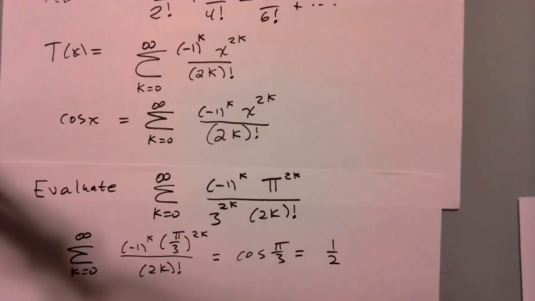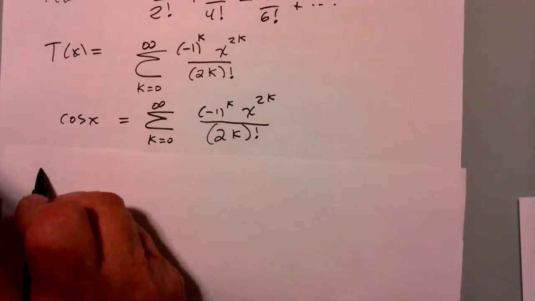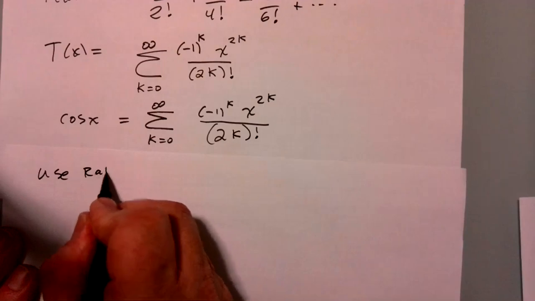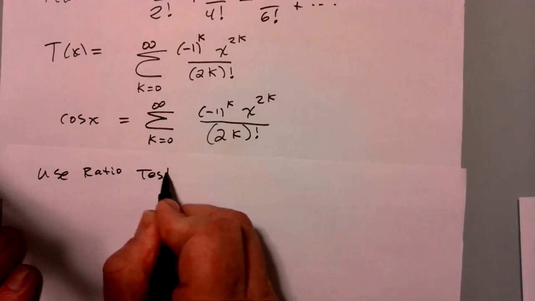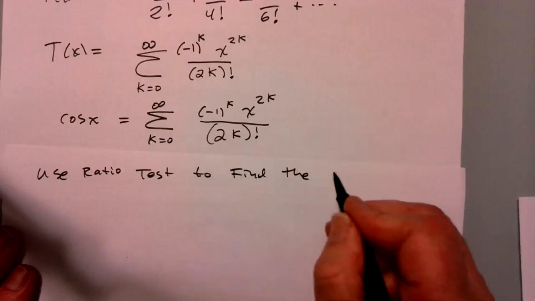Now, the question came up, though, during the working of that problem in terms of what is the interval of convergence for that Taylor series. So let's go ahead and do that. Let's use the ratio test to determine where it converges. So let's move on. So what we have here is this. We have cosine x is that, and the goal is to use the ratio test to find the interval of convergence.